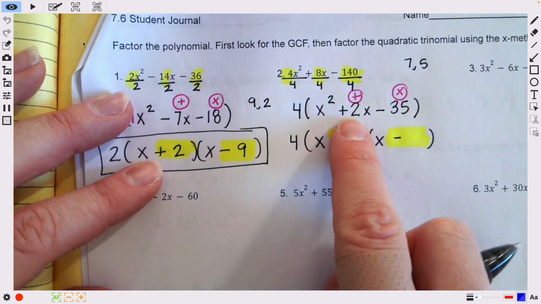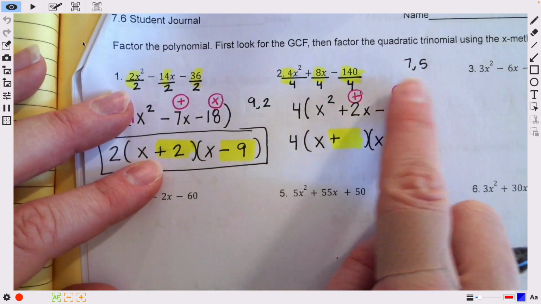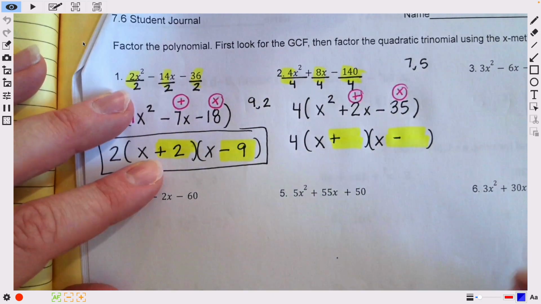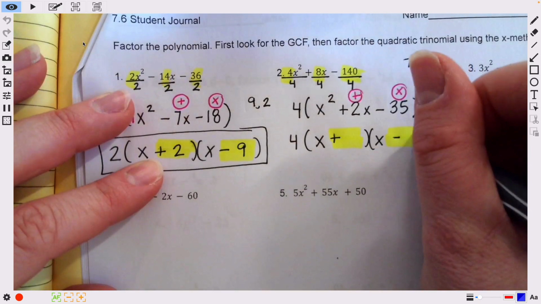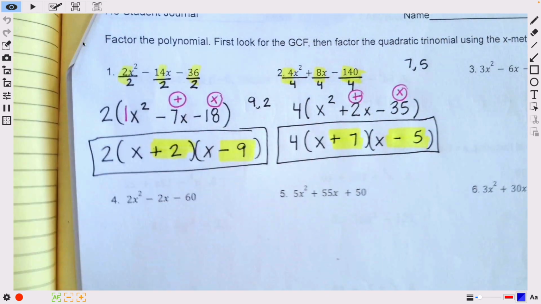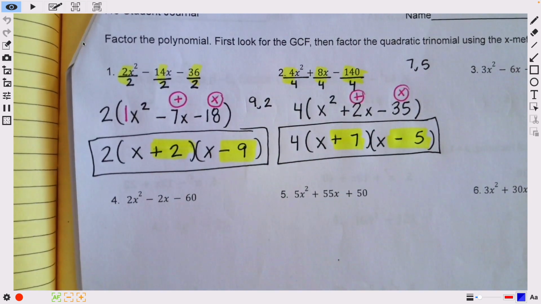Now, it's positive 2. So which one needs to be positive? Which one needs to be negative to add to positive 2? Jeffrey? The 5 needs to be negative. Good. And the 7 is positive. Very good, you guys. Nice. And you can use your calculator for all that work when you're trying to figure all that out.